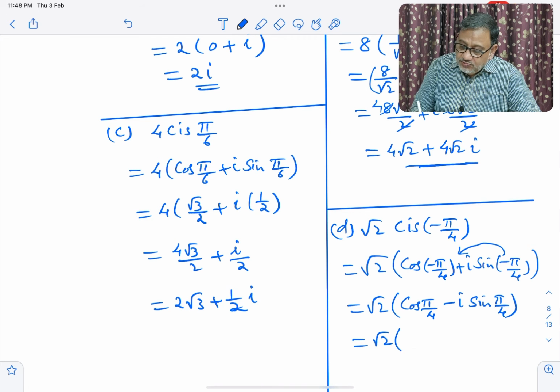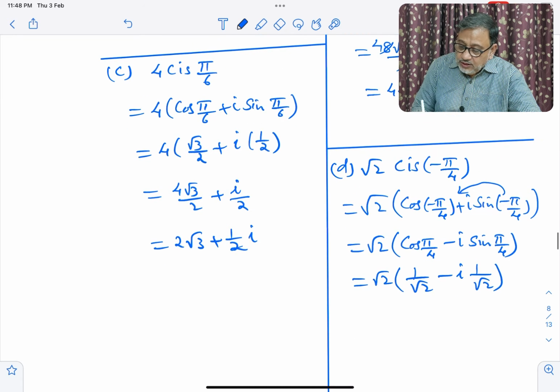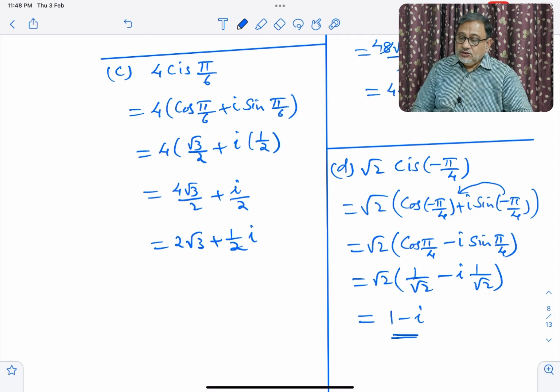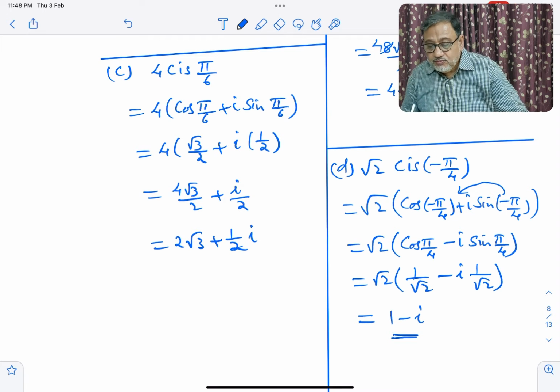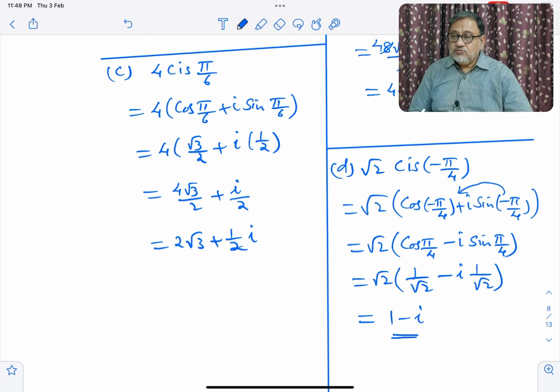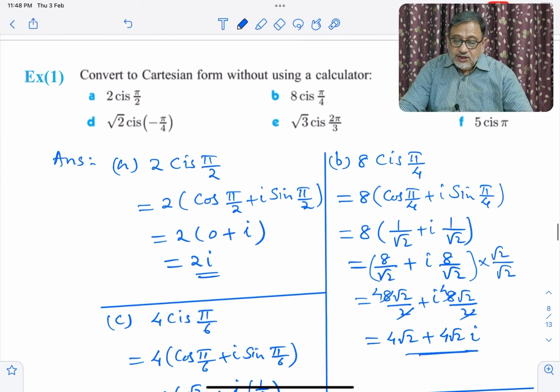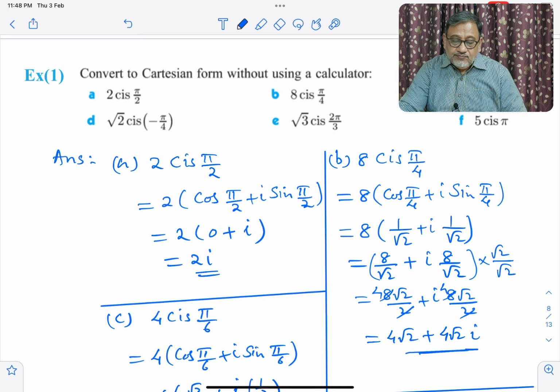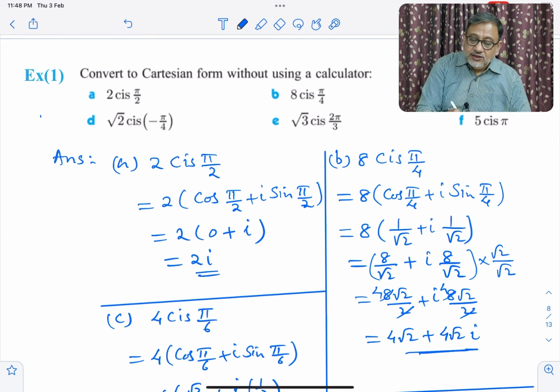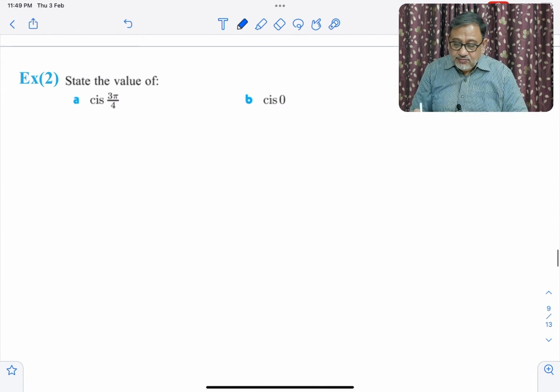Sine pi by 4 is 1 by root 2 as we have seen earlier. So 1 by root 2 minus I 1 by root 2. Now multiplying both of them by root 2 will give you 1 minus I. Okay. So this is the Cartesian form of part D, root 2 into cis minus pi by 4. So in that way you can find all of them. I will leave D, E and F as homework for you. So you can try all of them.